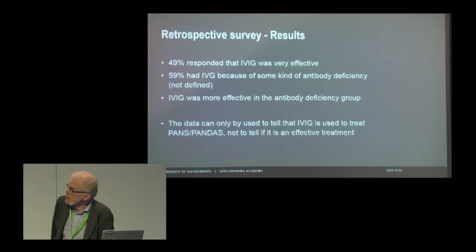And 49% of the responders to the survey said that immunoglobulin was very effective. 59% had immunoglobulin because they had some kind of antibody deficiency, not defined. And it stated that immunoglobulin was more effective for the PAN symptoms in the antibody deficiency group. So to me, this data can only be used to tell that immunoglobulin is used to treat PANDAS, not to tell if it's an effective treatment. There is too many confounding factors in this study.